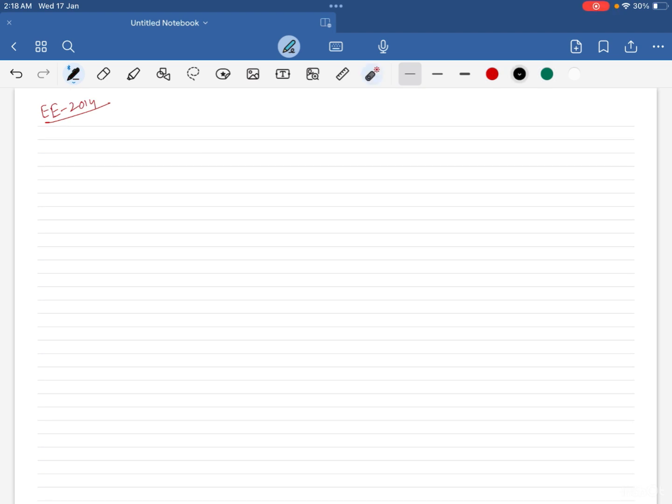Okay, so this question is from EE 2040. Let me write it down. So we are given f(x) equals x e to the power minus x. We have to find the maximum value of the function in the interval 0 to infinity. We are given option A, e to the power minus 1, B, e, C, 1 minus e to the power minus 1, and D, 1 plus e to the power minus 1, right?